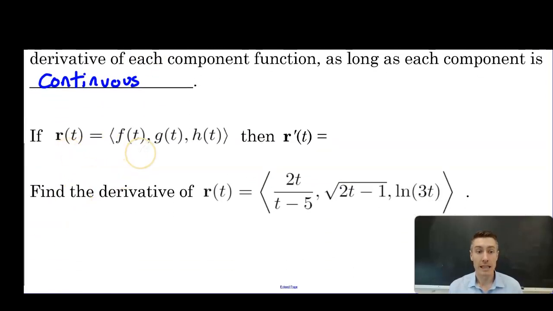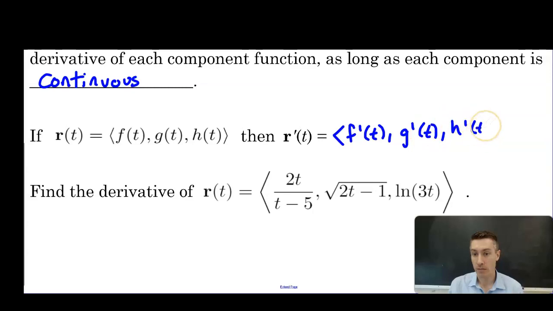So if r of t equals f of t, g of t, h of t, so those are the three component functions, then r prime of t is going to be equal to the derivative of each of those components. So f prime of t, g prime of t, h prime of t.